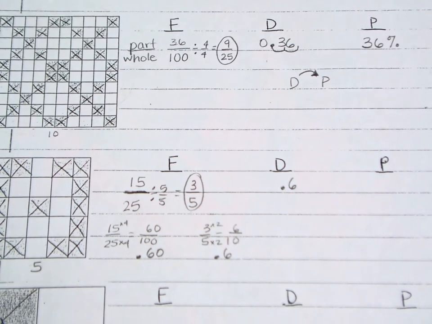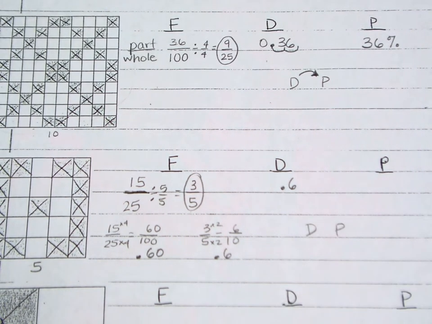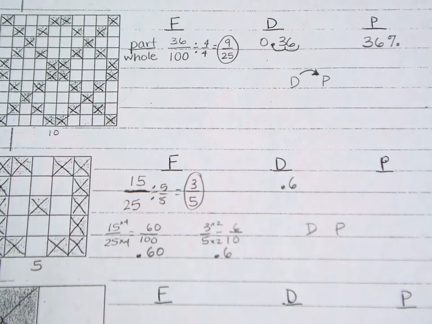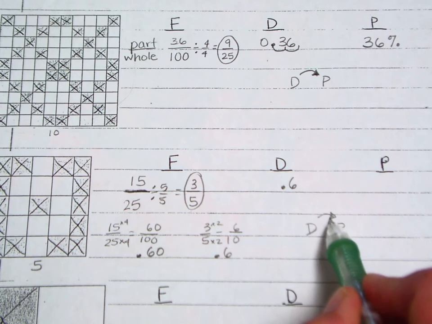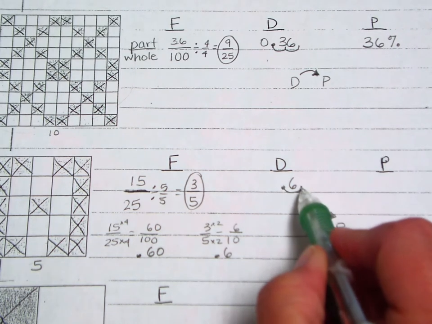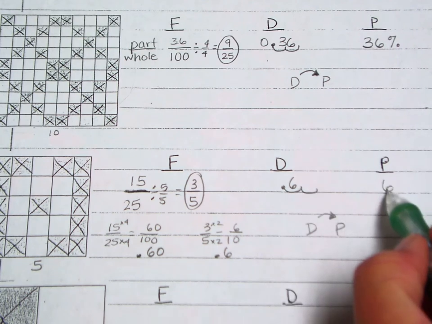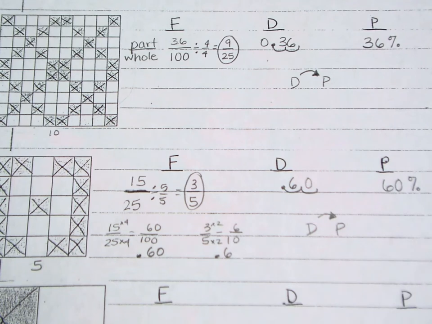Now we have to take our decimal and turn it into a percent. Well, again on our paper, DP. Going from a decimal D to a percent P, we have to move to the right. How many spaces? 2. 1, 2. Got to put a placeholder 0 in there, so we end up at 60%.